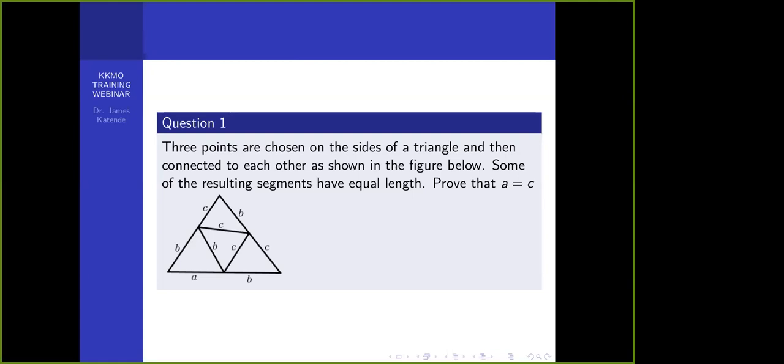I'm Dr. James Katende from the School of Mathematics, University of Nairobi, in case there's anyone who doesn't know me.